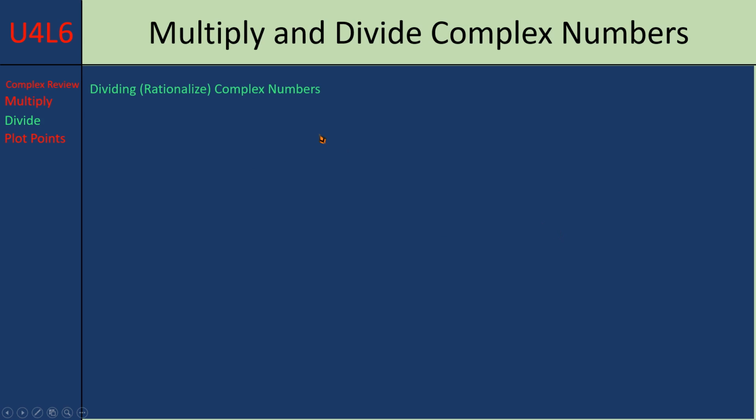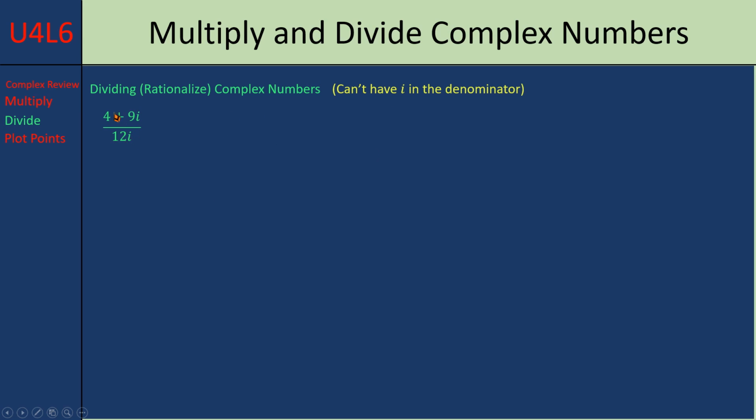Okay, let's go on to divide complex numbers. The whole idea is that you can't really divide it. You can't have i in the denominator. So what you really do is rationalize it. The problem that we have is that we cannot have i in the denominator, so we have to get rid of it.